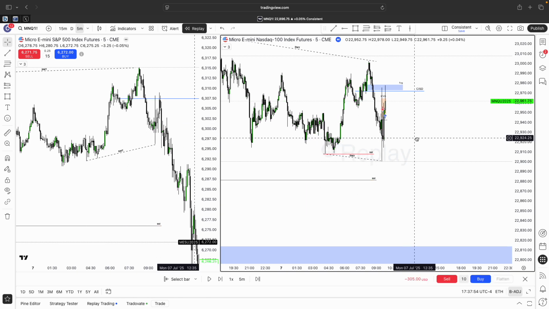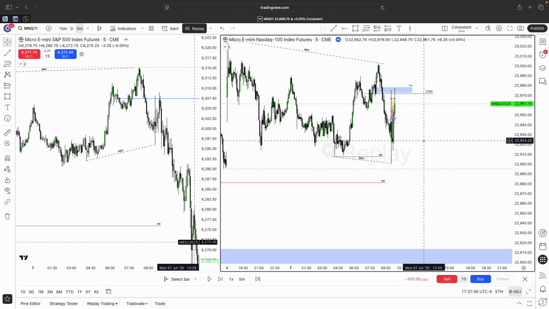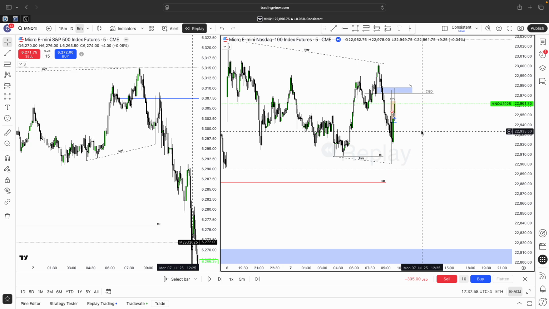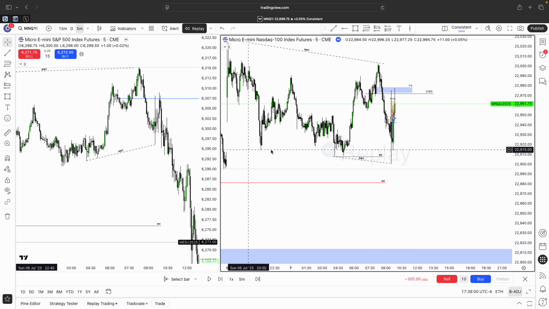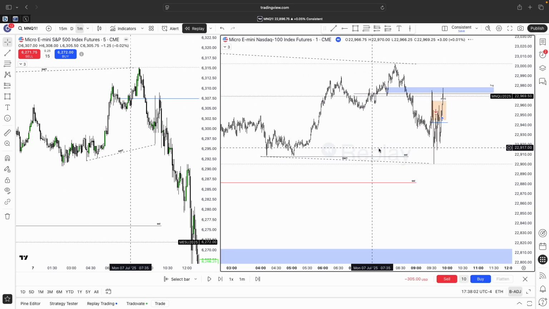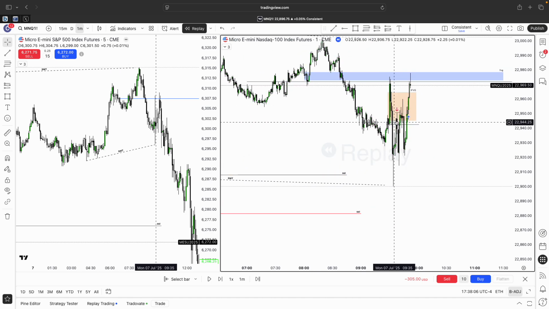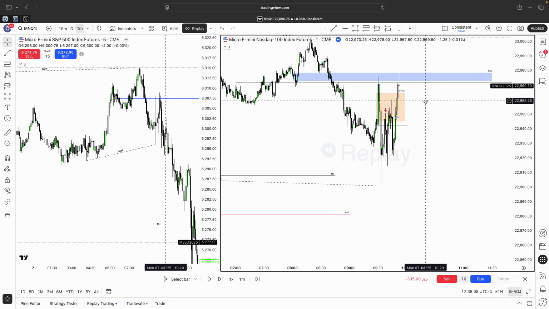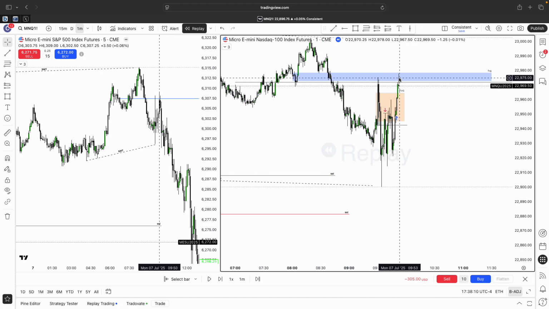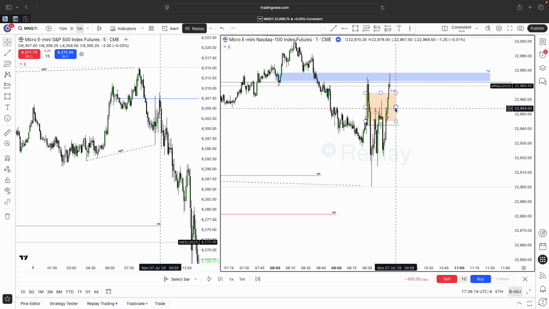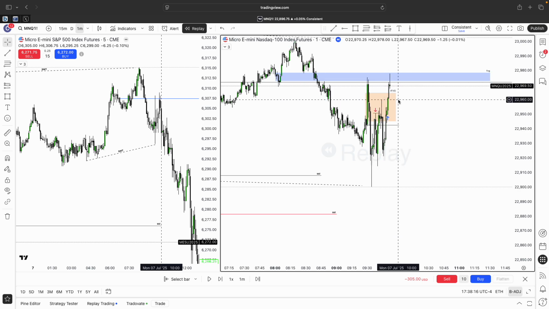I did notice it at the time, but I didn't really think of it. I thought we were just ready to dump. So my screen looked exactly like this. I know I had this SMT marked, but I didn't think we were gonna come up and tap the change in state and the 15 minute fair value gap again, taking out this high. So I got stopped out, and I immediately knew what price was doing.